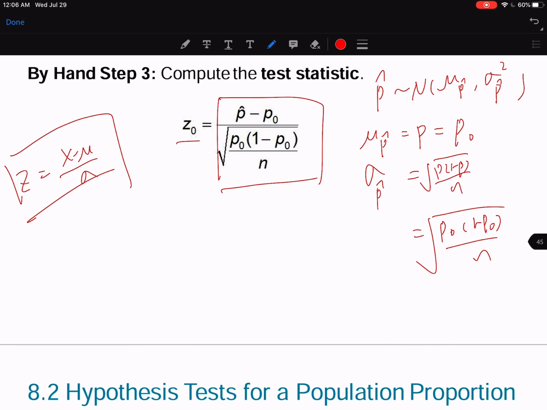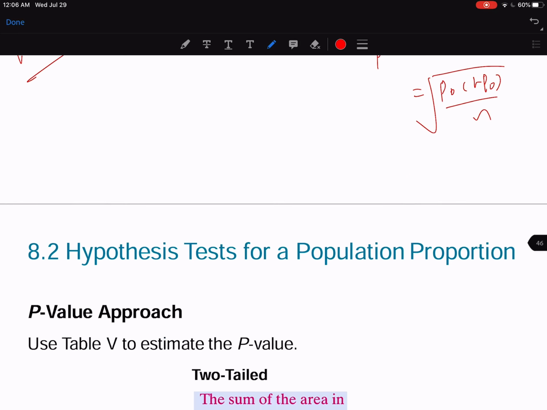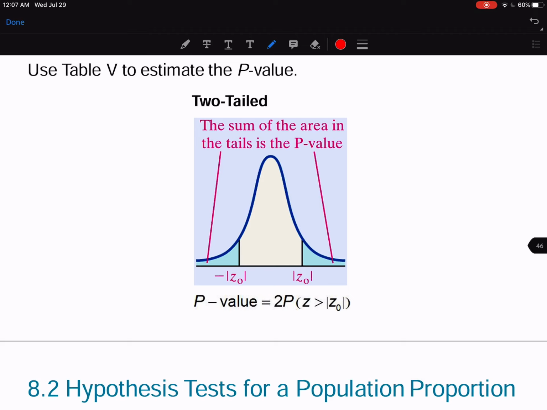All right. So once we find the z sub 0 by the standardization, let's take a look at how to find the p-value based on the value of z sub 0. We're going to have different ways to find the p-value for the different kinds of tests. As we mentioned in the last lecture video, we're going to have 3 different kinds of tests: the two-tailed test, a right-tailed test, and a left-tailed test.